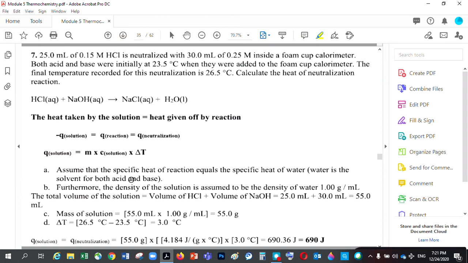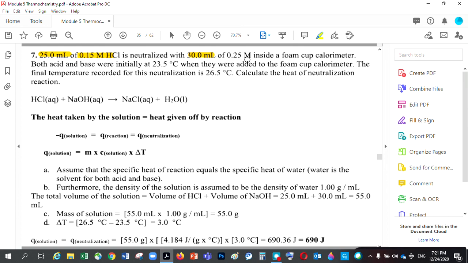Let's look at another example. Here we have a neutralization reaction and the heat coming out, neutralization of HCl. This is the amount of HCl, the molarity of it, and the volume of it, mixed with 30 mL of a base.